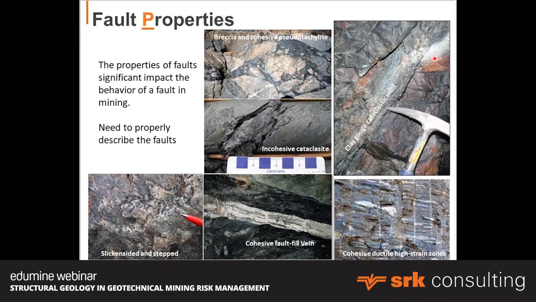Also, commonly we'll get these clay gouge cataclasite infill faults. These types of faults have a very low strength, and you need to be aware of that. Of course, if it's a ductile strain zone, then perhaps the strength is very high.